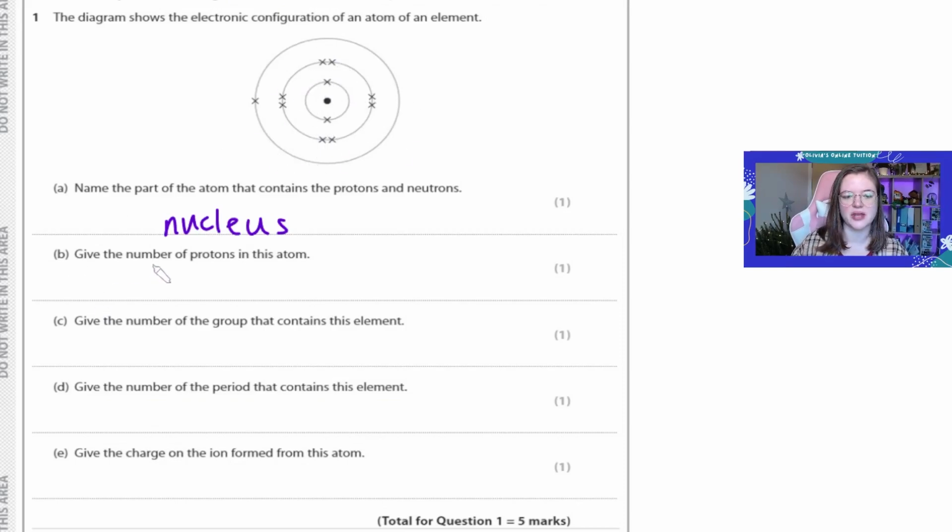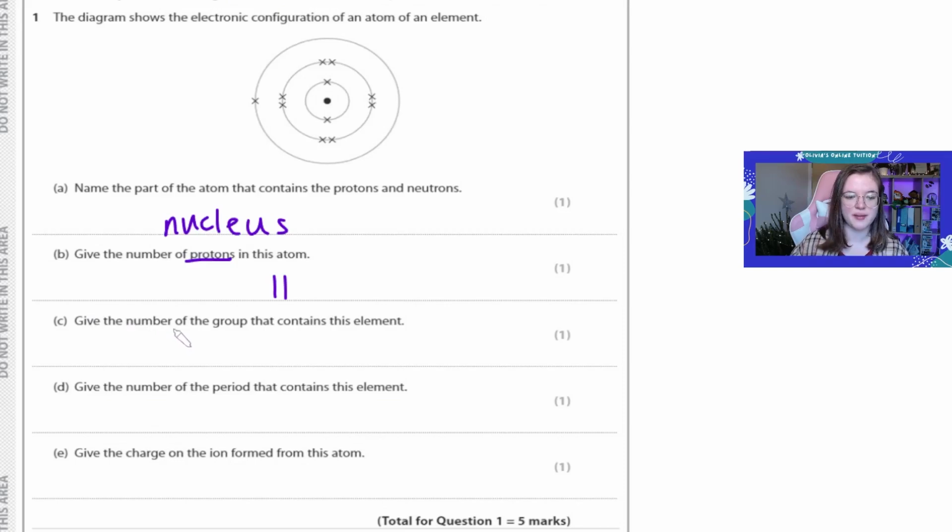Then part B, give the number of protons in this atom, where the number of protons is always equal to the number of electrons, in order to keep the charges balanced in the atom. So therefore, how many electrons does it have? Well, it has 1, 2, 3, 4, 5, 6, 7, 8, 9, 10, 11. Therefore, it must be 11 protons as well.